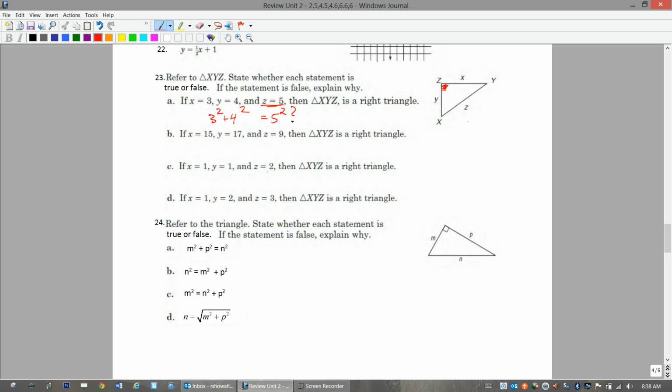Is that accurate? If that is accurate, then we can conclude that, yeah, it's a right triangle because the Pythagorean theorem holds true. So that is true. On the left, you get 25, and that's 25, so we're good to go.